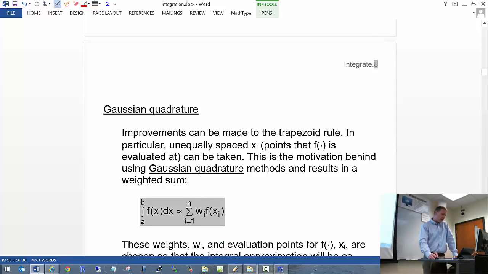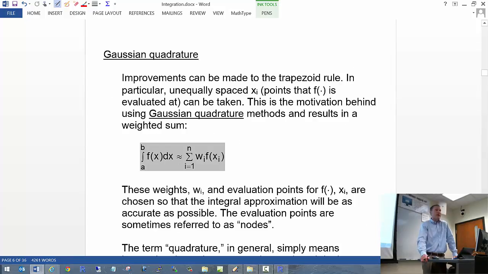So that's what Gaussian quadrature does. It has a nice way to figure out what should be the weights and at what points you should evaluate your function. Okay?